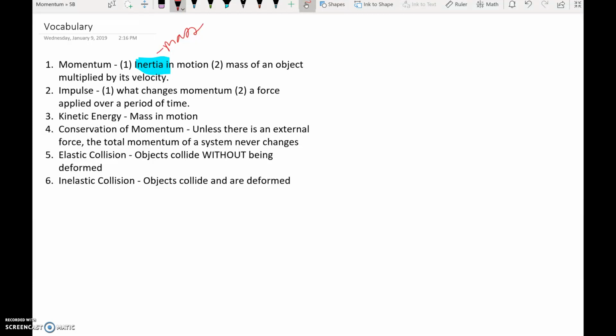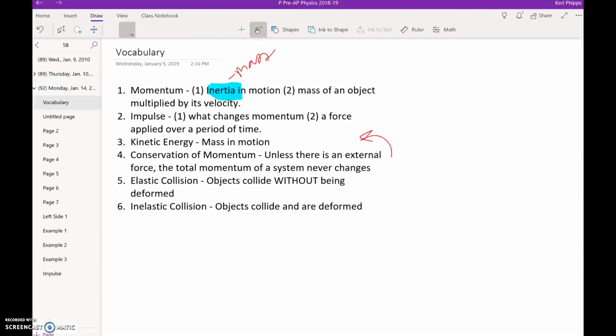All right, so that's what we're going to be talking about. We're going to cover momentum and impulse. Then we're going to talk about conservation of energy and how it pertains to kinetic energy. And then we're going to go into a couple of types of collisions, inelastic and elastic. But for today, we're just sticking with momentum.